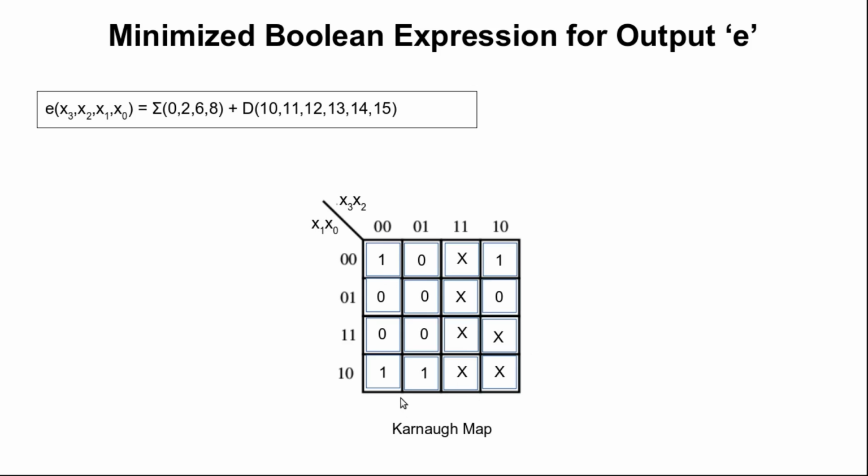So again, when we have to make groups now, here we have two ones. So I can consider these two don't care conditions as 1 so that I can have a group of size 4.